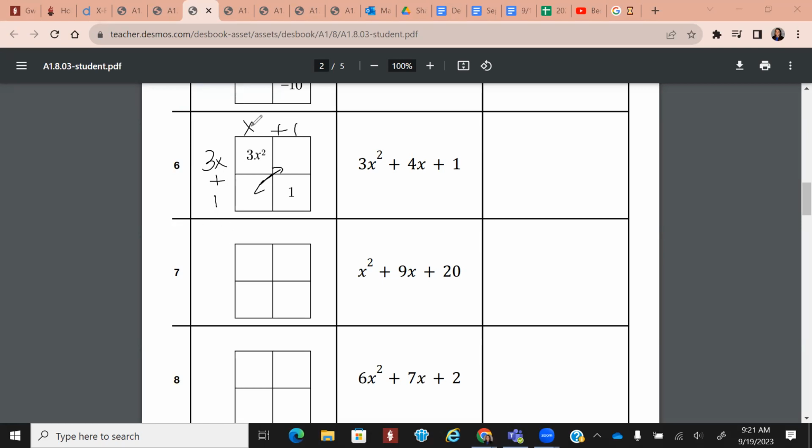So x times 1 is what? 1x. 3x times 1 is? Okay. It's 3x plus 1x equal 4x. Yes, so we did it correctly. And here's our factored form.